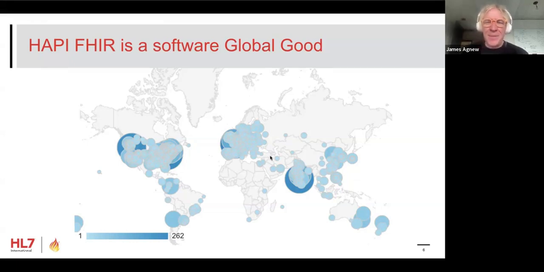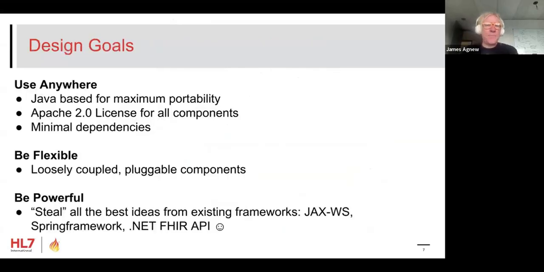For the longest time it's been pretty global. I mean, Africa has always been our one weak spot. I would say these days even that's starting to pick up. So that's great. FHIR truly is a global standard, and HAPI FHIR along the way has become a global reference implementation for that standard, which I think is really fun.